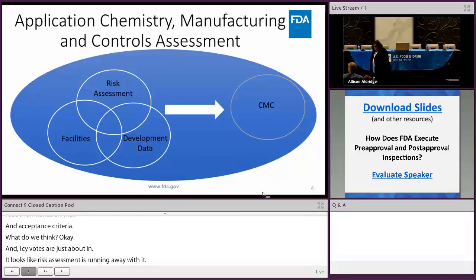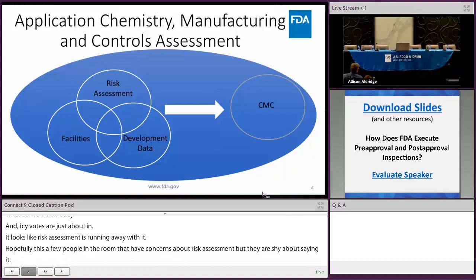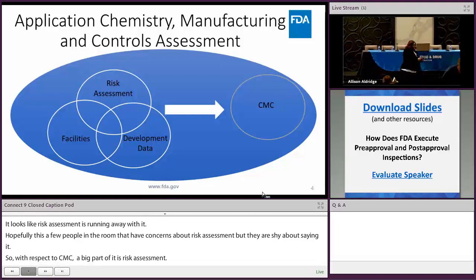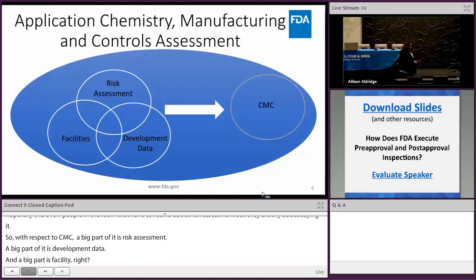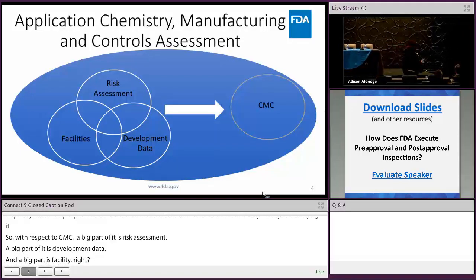So with respect to your CMC, a big part of it is your risk assessment. A big part of it is your development data, and a big part of it is your facilities, right? When you're doing your CMC, do you think about all the facilities that are involved when you're writing it? Yes, no, yeah, that's good.